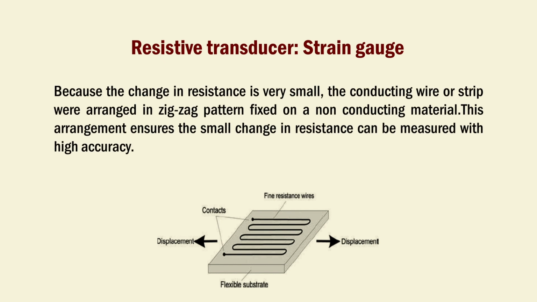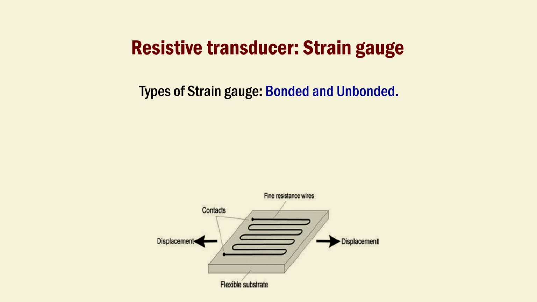Because the change in resistance is very small, the conducting wire or strip is arranged in a zigzag pattern fixed on a non-conducting material. This arrangement ensures the small change in resistance can be measured with high accuracy. There are two types of strain gauge, unbonded and bonded. In an unbonded strain gauge, the strain gauge is not directly bonded to the surface which is subjected to the stress or which is under study, whereas bonded strain gauges are directly placed or bonded on the surface of the device or component which is subjected to stress or which is under study.